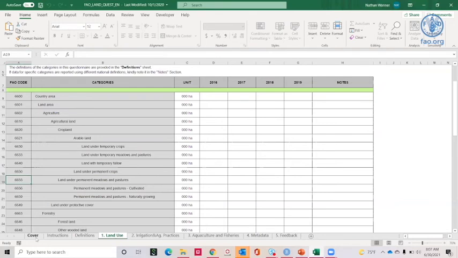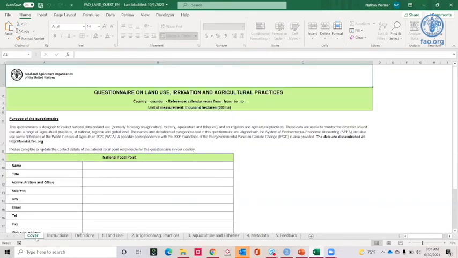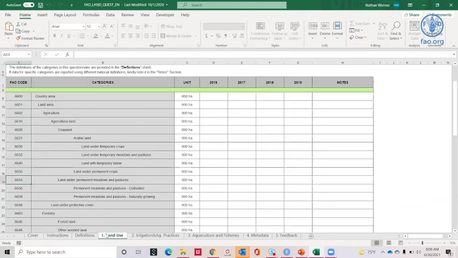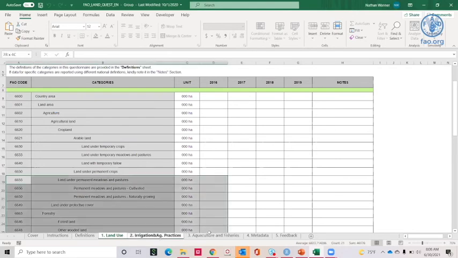So we highlighted the cover page in the presentation, as well as, for the pesticides use questionnaire, some of the different data tabs for where the data is actually collected. I would like to just point to, more specifically for the land use questionnaire, the different data tabs that are used for the data collection.